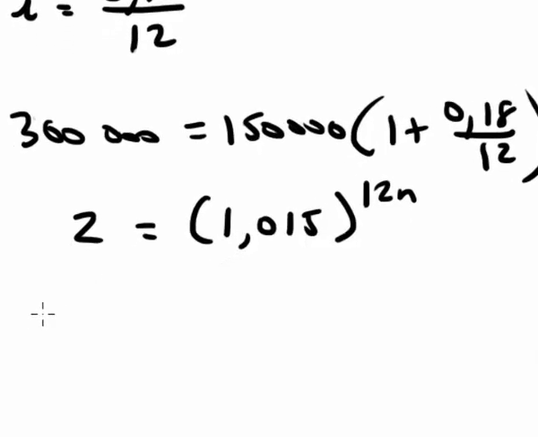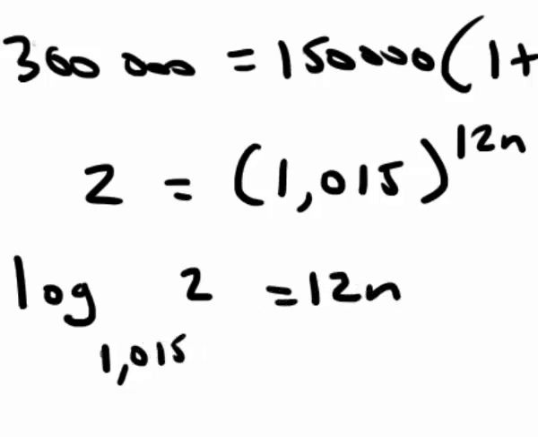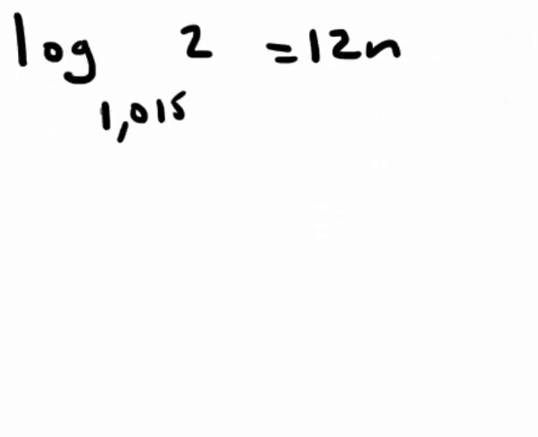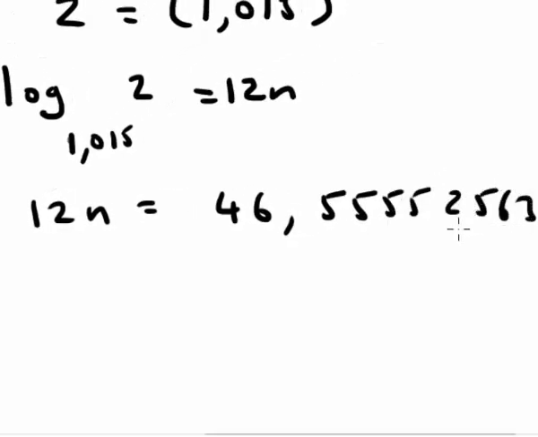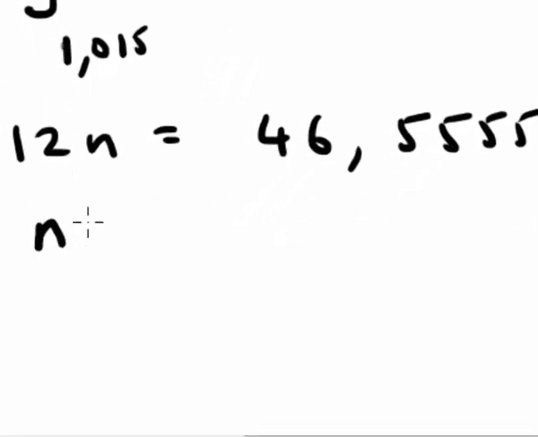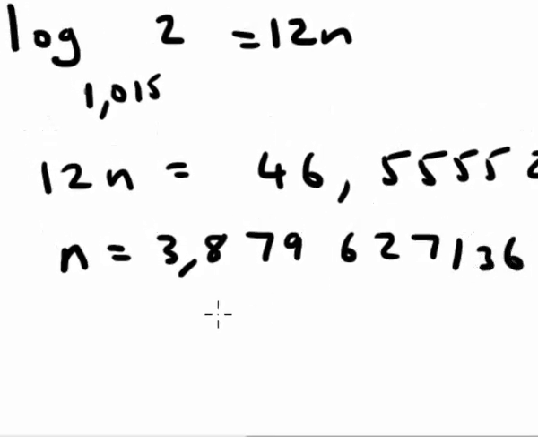We're working in months. Apply the laws of logs. Log 2 to base 1.015 is 12n, and we're working in months here. Okay, so no problem. If you evaluate that decimal, what do we get there? We're going to get 12n is equal to the decimal 46.55552563. Okay, now that's the number of months. So if you divide by 12, you get 3.879627136. So that would be about 3 years.